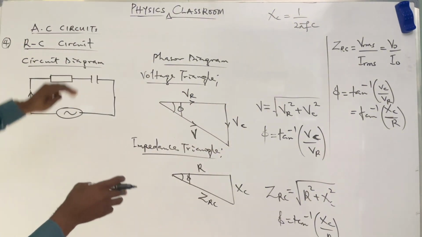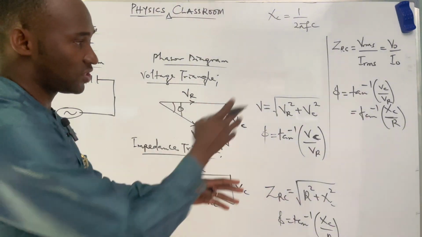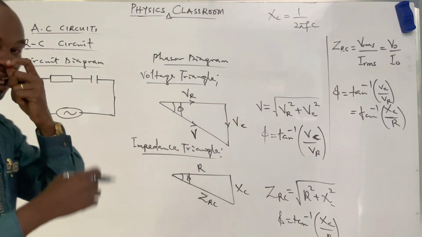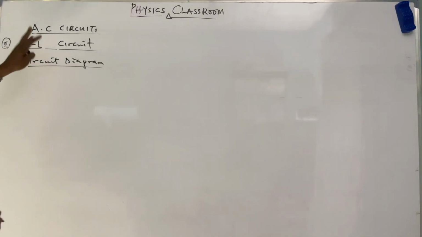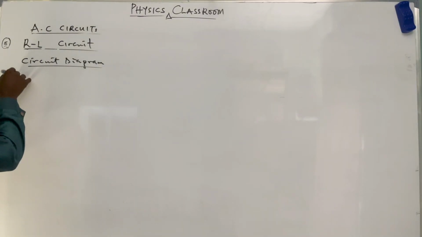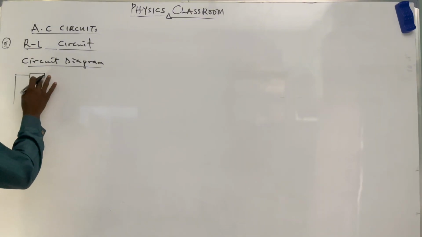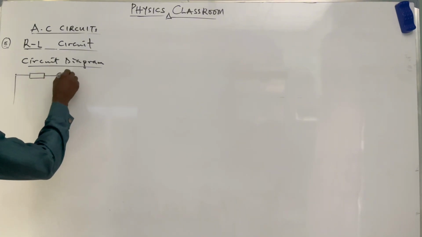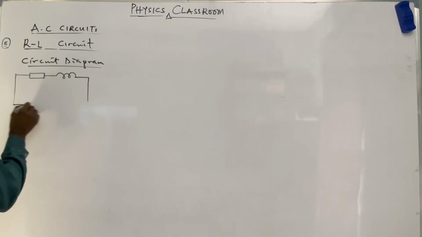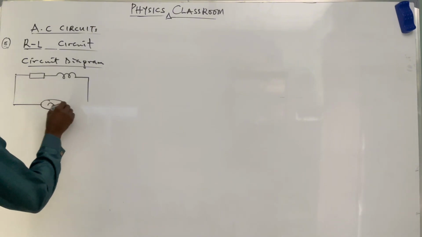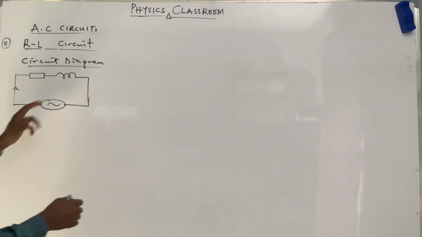Then we move to the fifth, which is the RL circuit. So for the RL circuit, the circuit diagram will be like this.